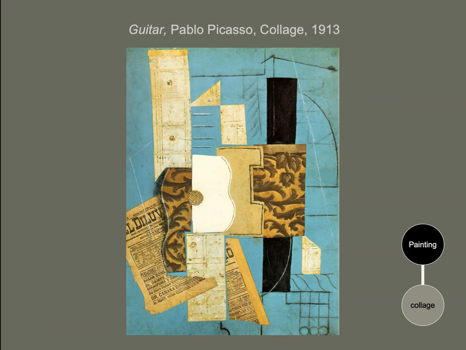Okay, so then lastly, in painting, we're going to talk about collage. And collage is where real-world objects are used and attached to the canvas and then either painted on top of or drawn on top of.